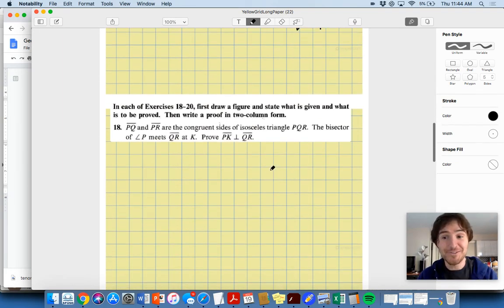Anyways, we got to draw the diagram, and because we're going to use that, we're going to prove something about it, which is pretty exciting here. So first, draw the figure and state what's given and what is to be proved. Then write the proof in two-column form.